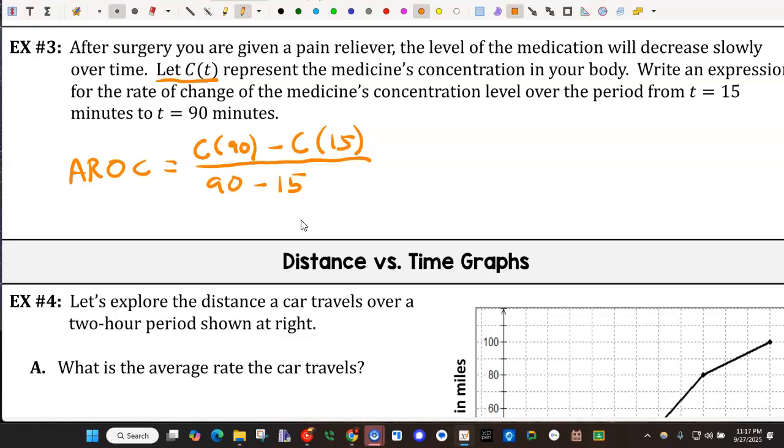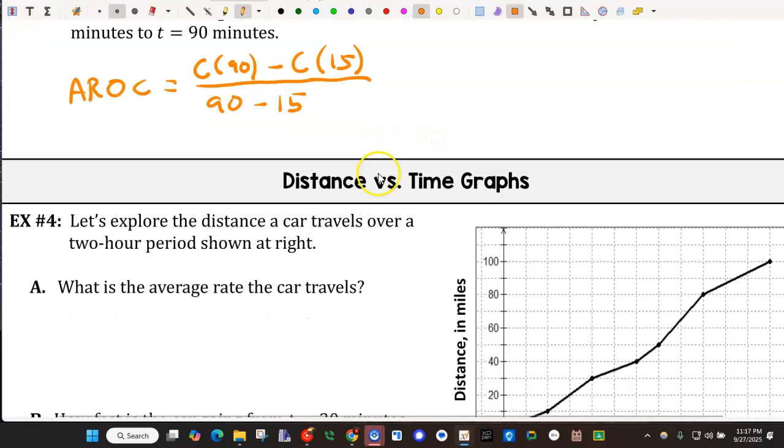And we would expect, since it's going down, the answer would be a negative. We don't know what it is, really, but since it's decreasing, we expect this average rate of change to be negative.